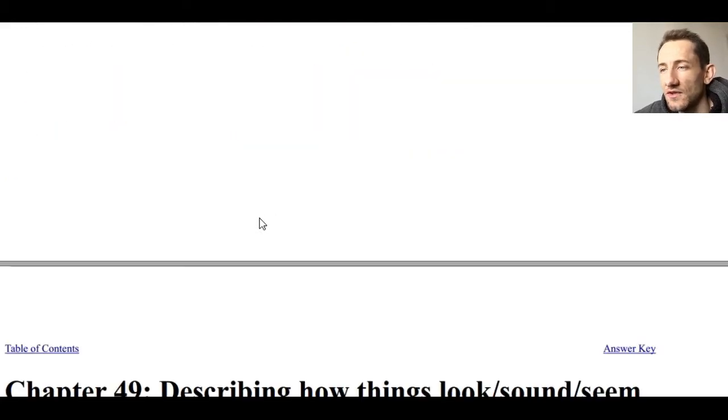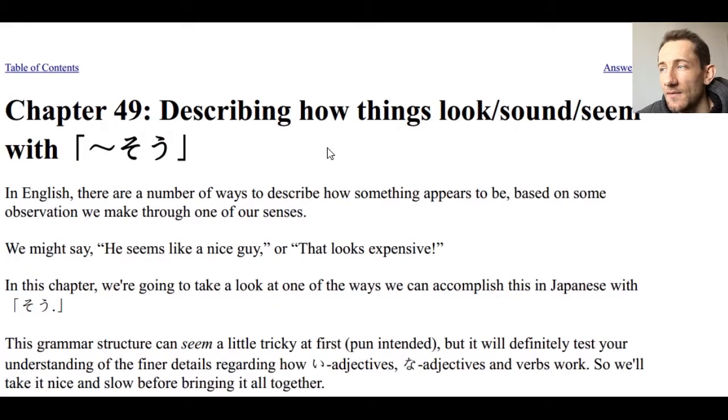And that's going to do it for today. Next time, we'll look at chapter 49 and a very, very useful lesson. We're going to describe how something looks, sounds, or seems. So maybe that looks good or that sounds fun or he seems sad or whatever. So we're going to use sou. And I think this structure is a little complicated, not so easy. I remember for me, it's kind of difficult. We'll go through it together and we'll explain it. But anyway, very, very useful lesson. So be sure to check that out next week.